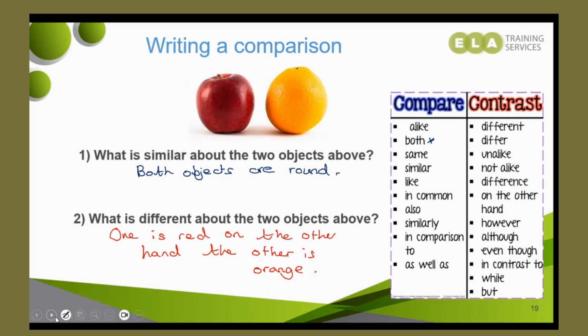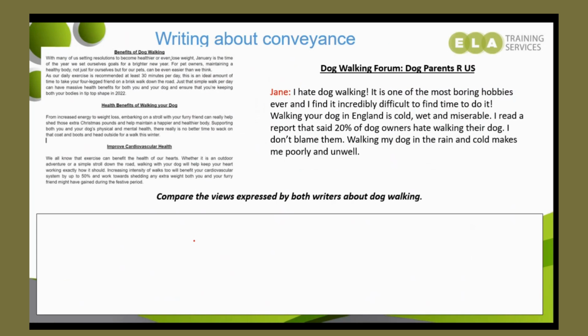So how does that now apply to texts? Both texts that we have here are about the subject of dog walking. And our question is asking us to compare the views expressed by both writers about dog walking. So I'm going to demonstrate for you how you would answer this question in relation to comparing and contrasting using that vocabulary. After reading the text, we're then going to look at what ideas are similar and what's different.